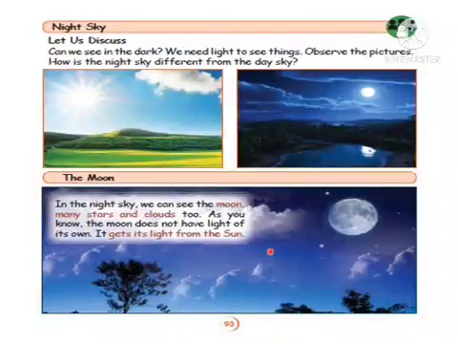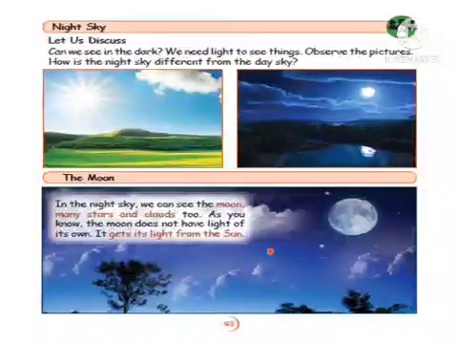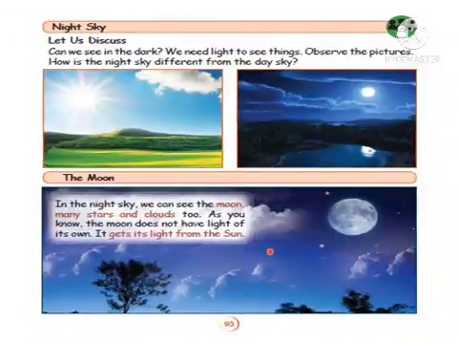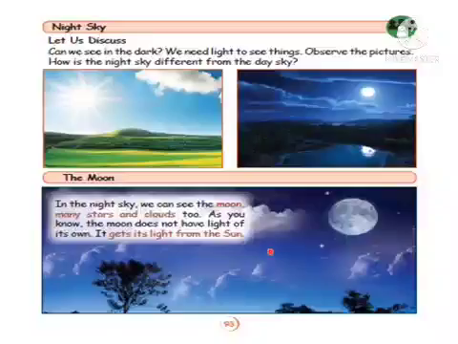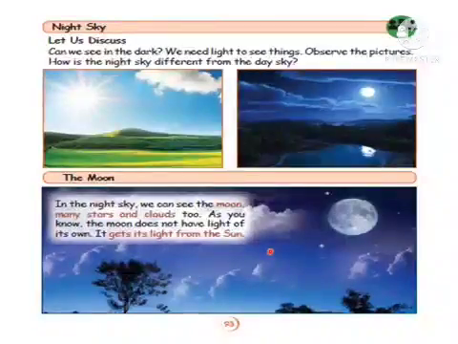I repeat, we are going to see the moon. We can see the moon in the sky at night. You know there are a lot of stars in the sky at night. As you know, the moon does not have self-luminosity. Are you clear, children? Okay.